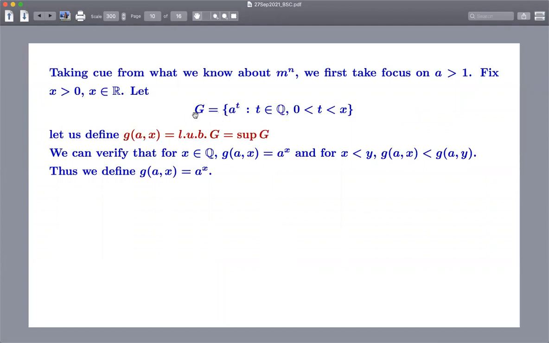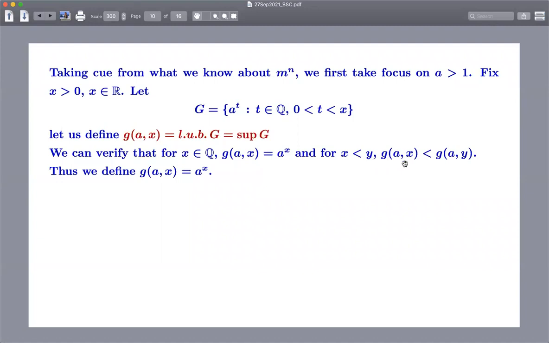So now we take the least upper bound of this, and let me just for now call it a function, little g of a comma x. You have taken a power t for every t less than x, real, positive and rational. That is my capital G, and the least upper bound I am calling little g of a comma x. Now we can verify that for x in Q, that is if x was rational, then this function is exactly a power x. This follows from the least upper bound property.